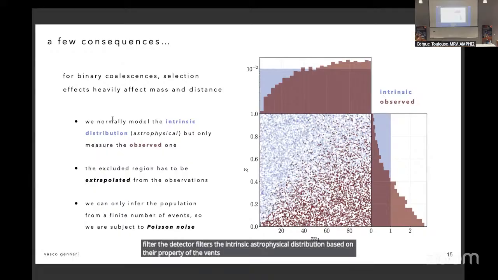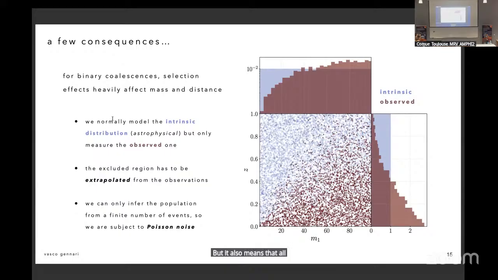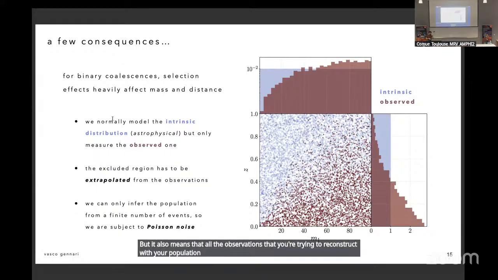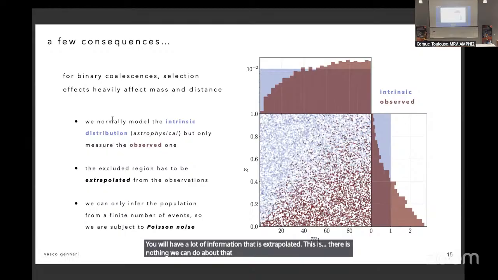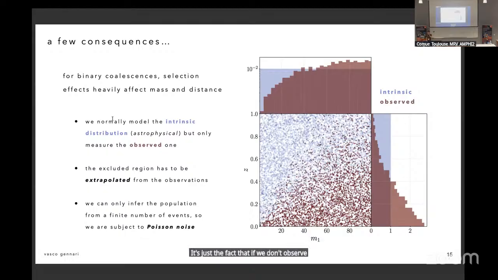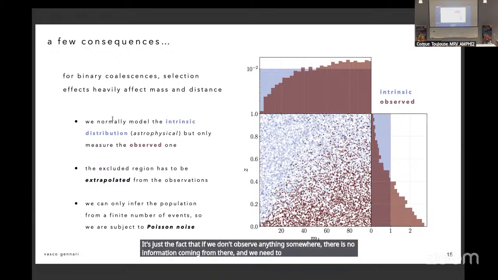But it also means that for all the observations that you're trying to reconstruct with your population analysis that correspond to regions where you are less sensitive, you will have a lot of information that is extrapolated. There is nothing we can do about that. It's just the fact that if we don't observe anything somewhere, there is no information coming from there, and we need to account for that in the analysis, but there is something that you're assuming.